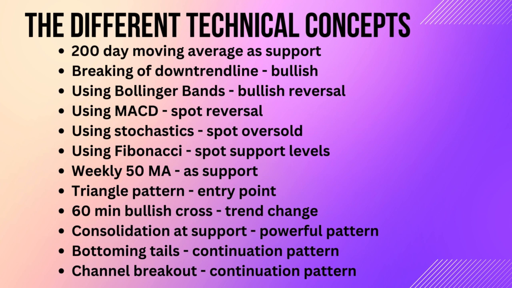So besides the 200-day moving average, we're going to look at the breaking of a downtrend line, Bollinger Bands, the MACD, the stochastics, the Fibonacci, the weekly 50 MA, and then we're going to look at the triangle pattern as an entry point for a trade, 60-minute bullish crosses to identify trend changes. And we're going to look at some powerful patterns like consolidation support, Japanese candlestick patterns, bottoming tails, and also the channel breakout.